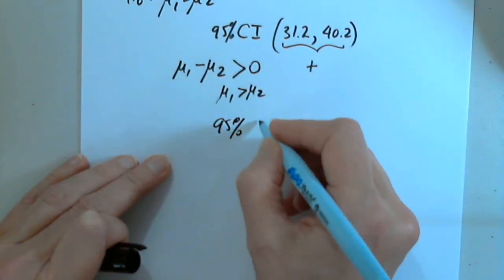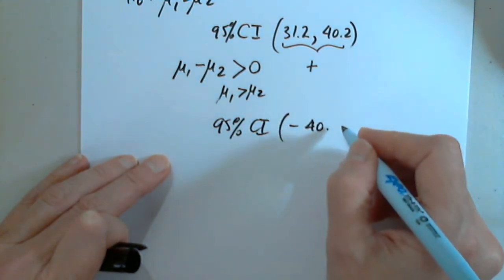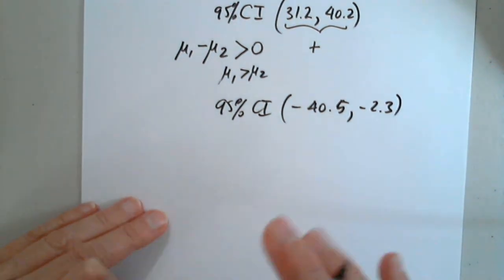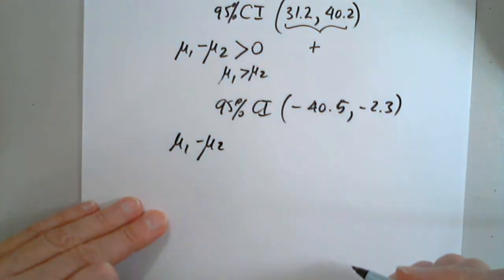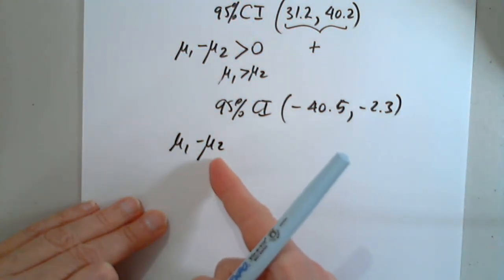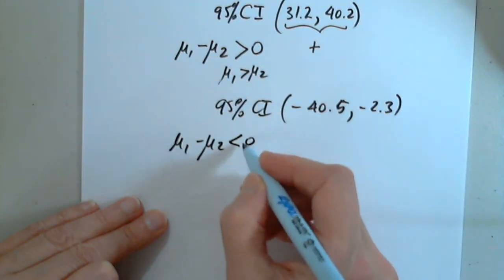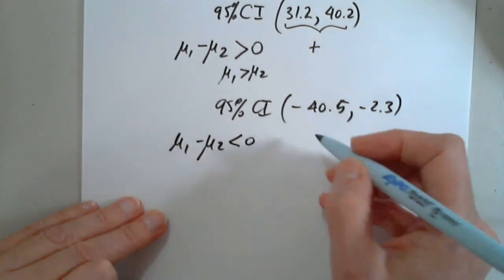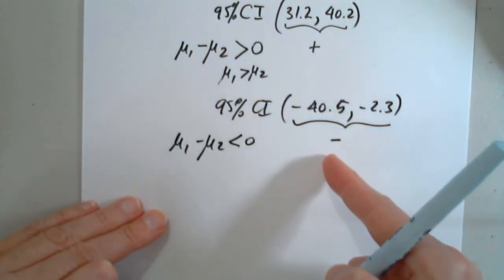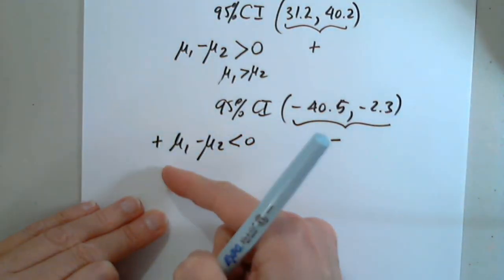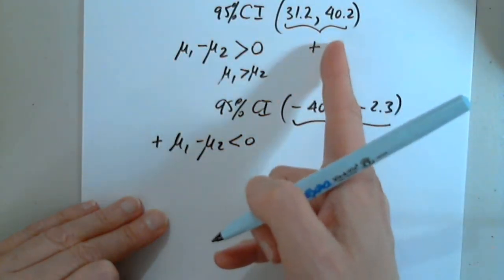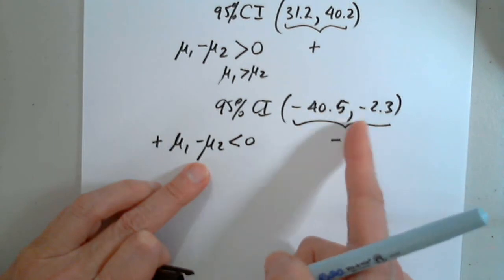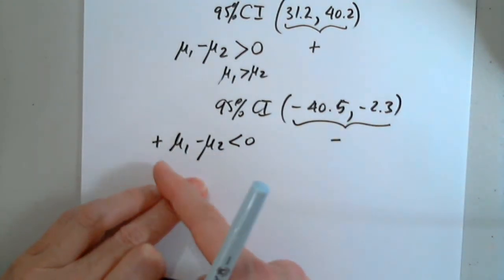If I have another 95% confidence interval, negative 40.5, comma, negative 2.3, what is the situation with mu1 minus mu2? Well, mu2 is bigger. So this is less than 0, right? Because when I subtract these two, I always get a consistently negative number. If mu1 were bigger, I would have gotten a consistently positive interval. When mu2 is bigger, I get a consistently negative interval.